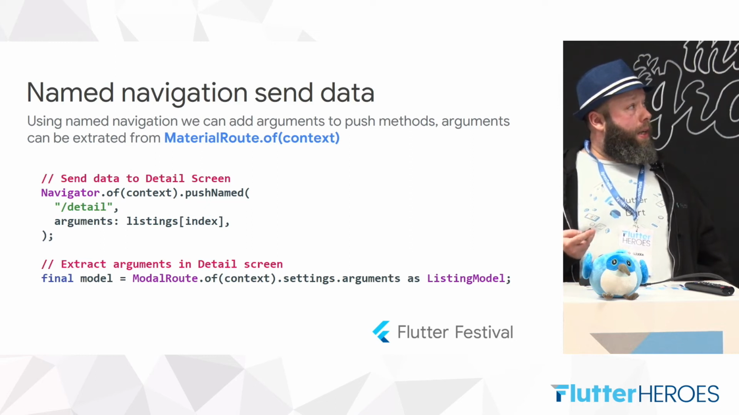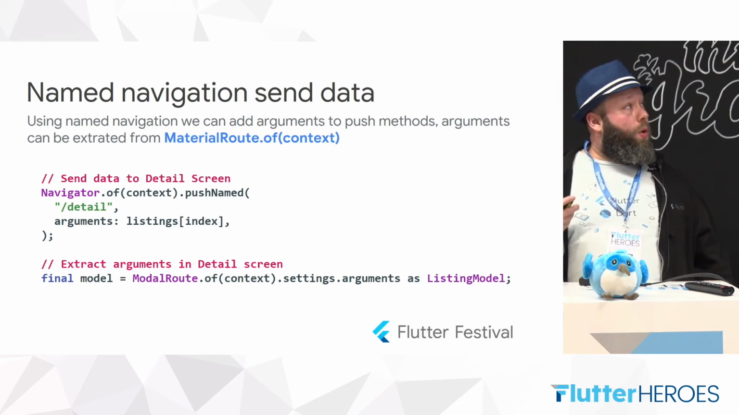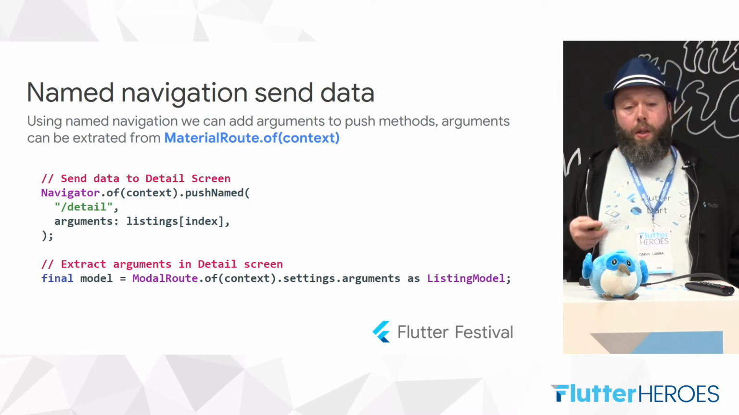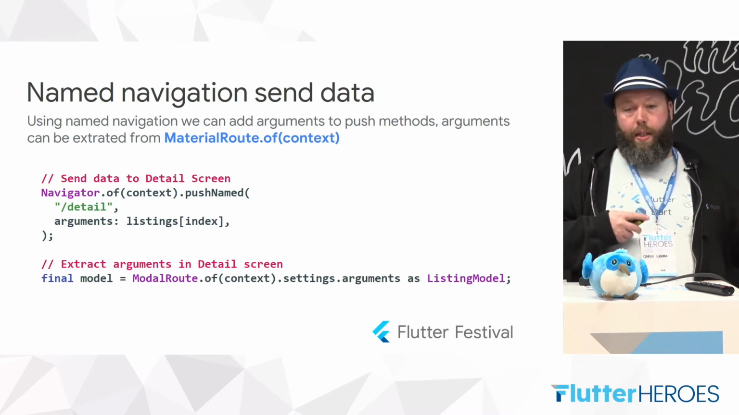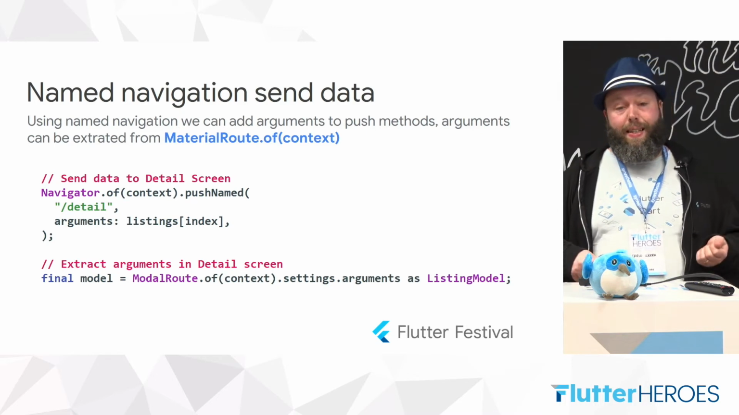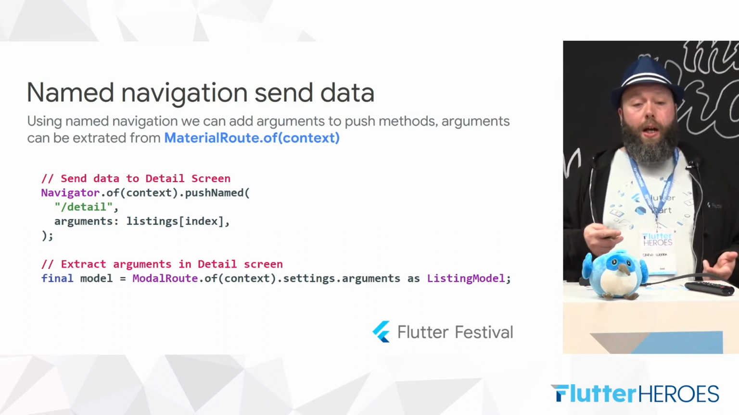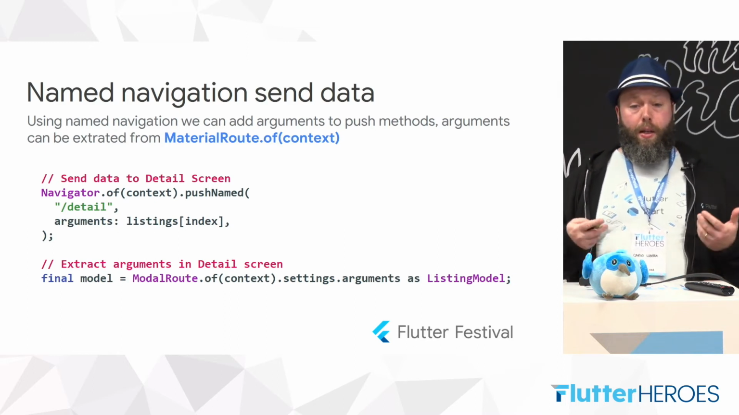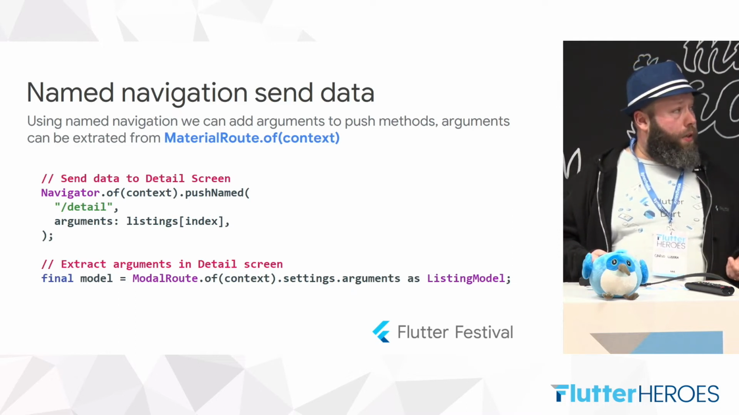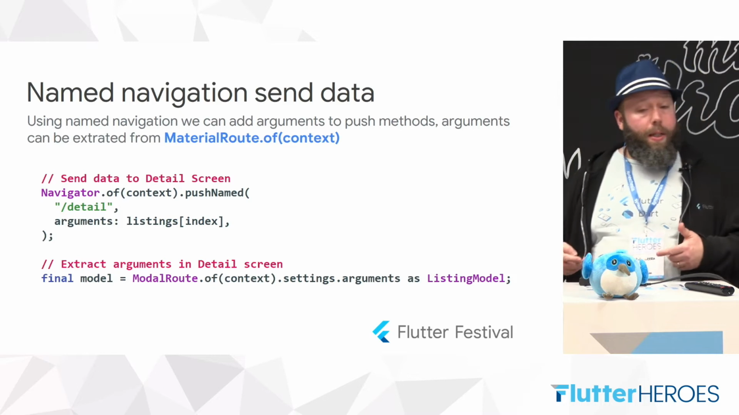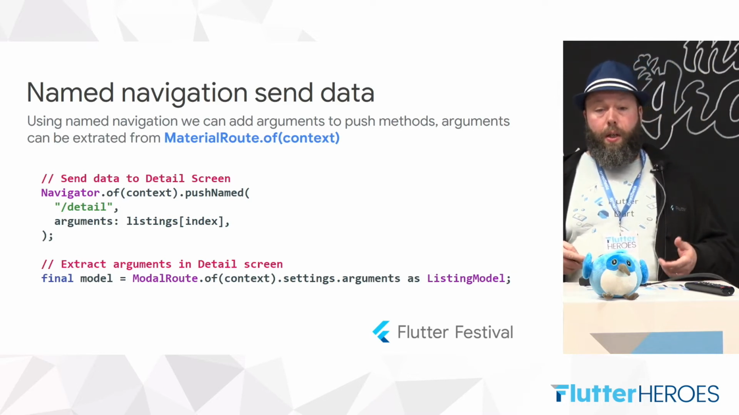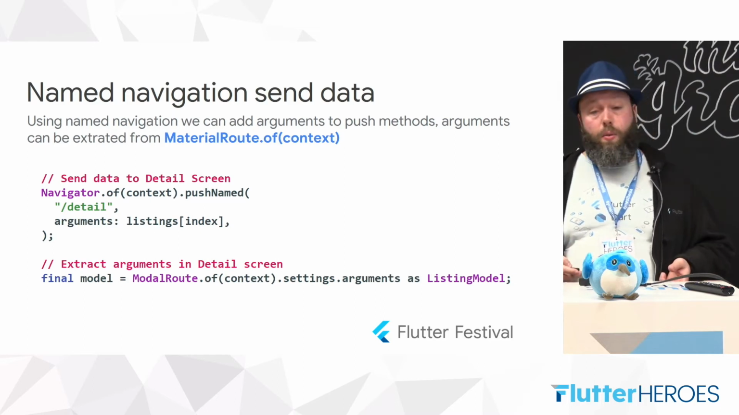And in the named navigation, we have a different way, because other than the string that defines the name of the route, as we said in the MaterialApp, so in this case /detail, we can also provide an optional argument. The optional arguments can be easily retrieved inside our route by using ModalRoute.of and getting the settings.arguments to get the current model. This will be dynamic, so we may need to cast the model to what we need, but this is an easy way to retrieve that.